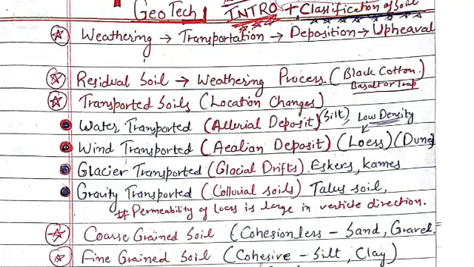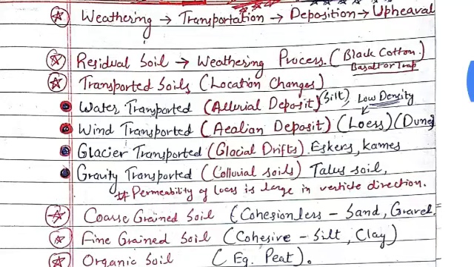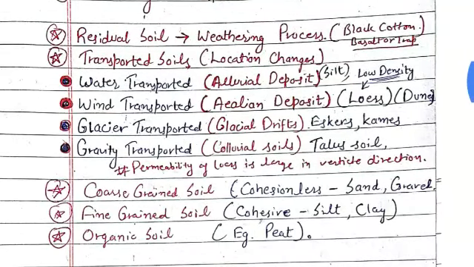Next one, wind transported, also known as aeolian deposit, for example loess and sand dunes. Loess are low density soil. Next one, glacier transported, also known as glacial drifts, for example eskers and kames. Next one, gravity transported, also known as colluvial soils, for example talus soil. And permeability of loess is large in vertical direction.